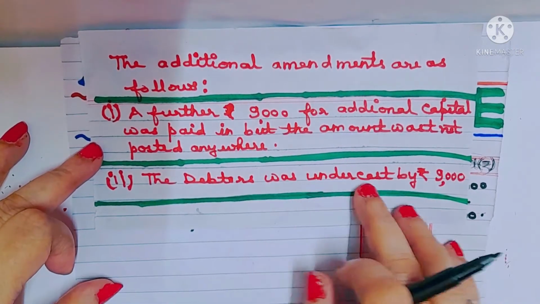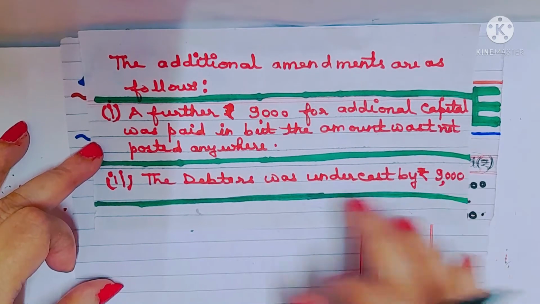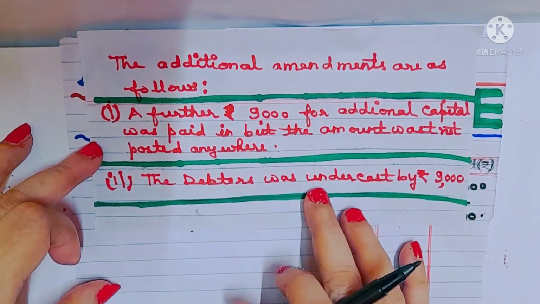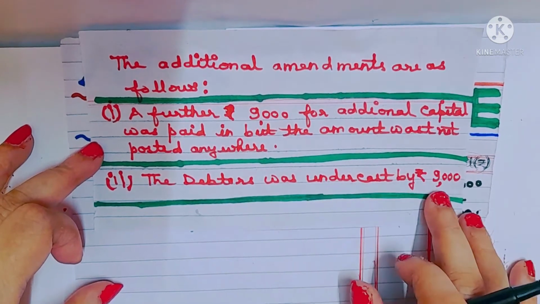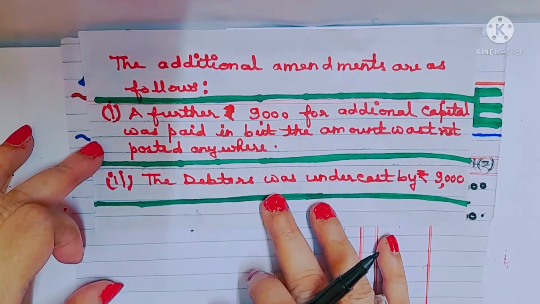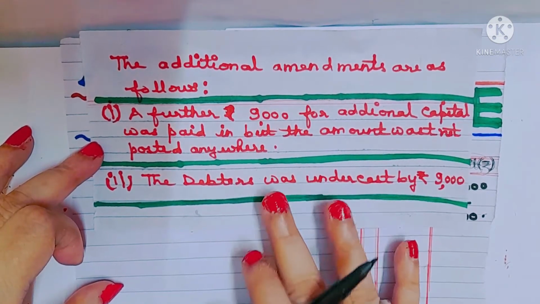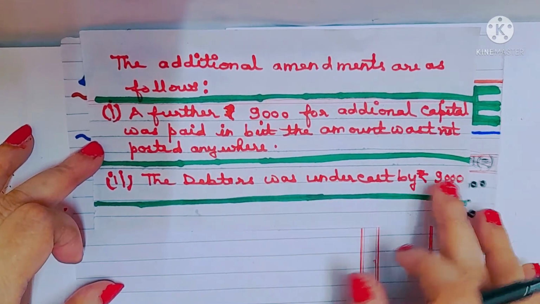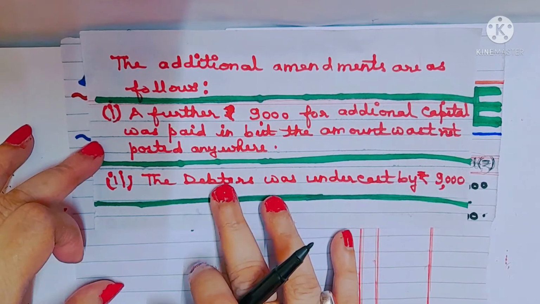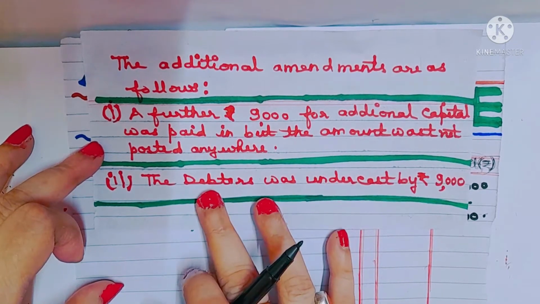What is the second additional information? The debtors was undercast by 9,000. It means 9,000 was written less. So debtors has 9,000 comma, what do we have to do? Plus 9,000. Understood? So we'll add 9,000 with debtors.